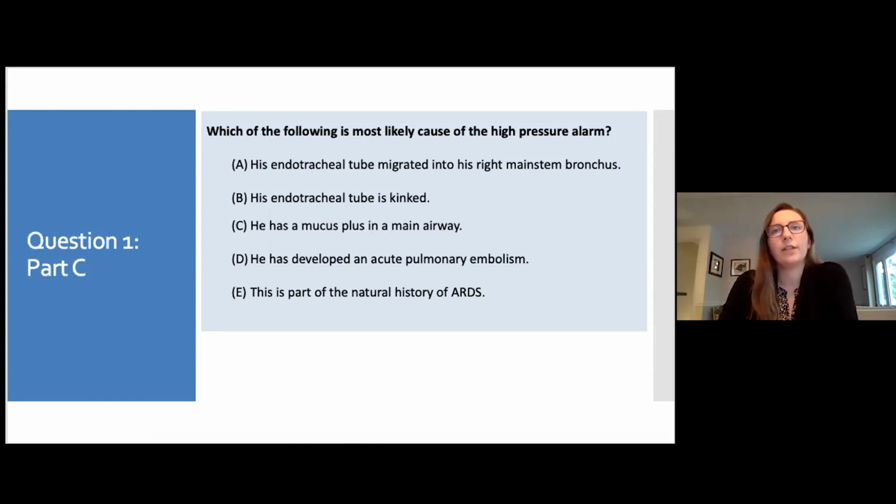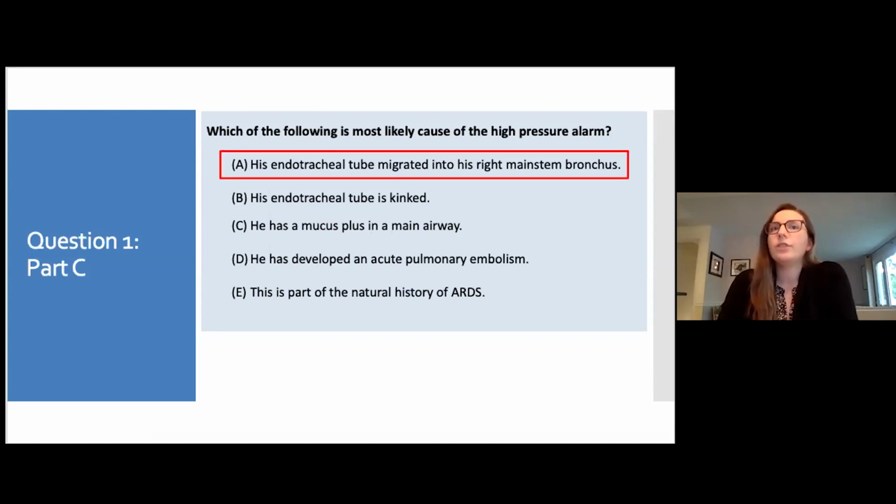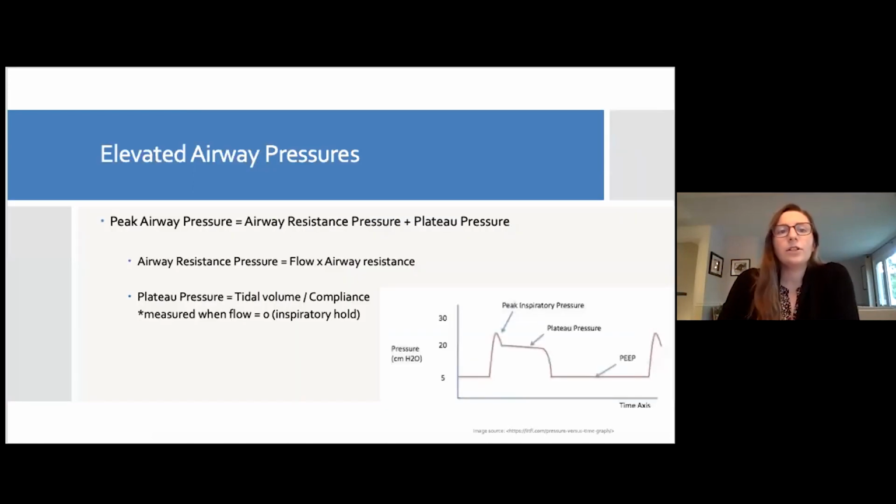So pause for a second. The answer is A, that his endotracheal tube migrated into his right mainstem bronchus. So let's start by talking about airway pressures in general.